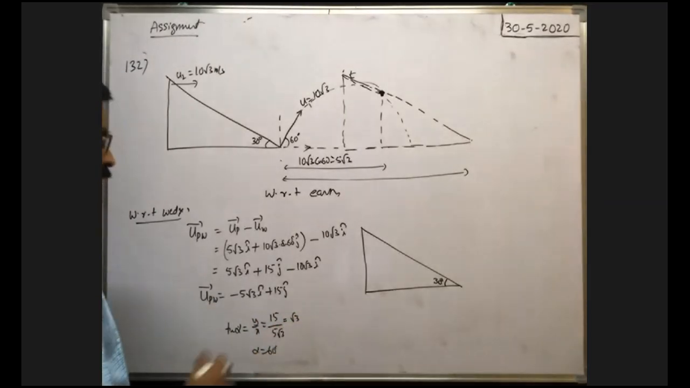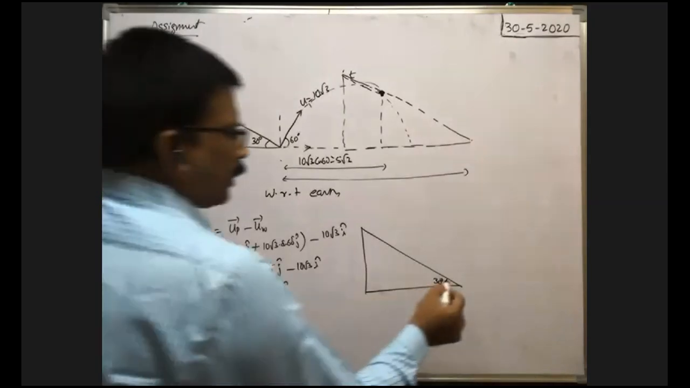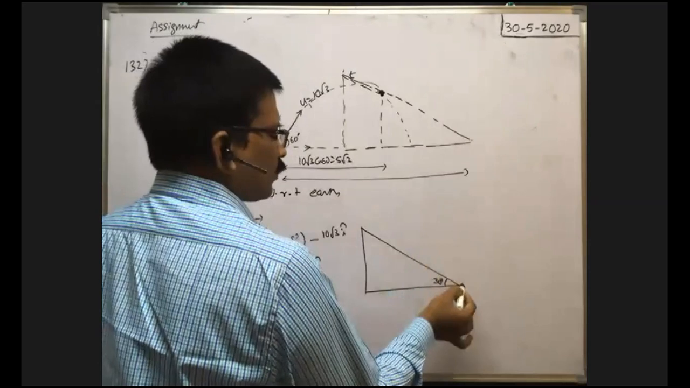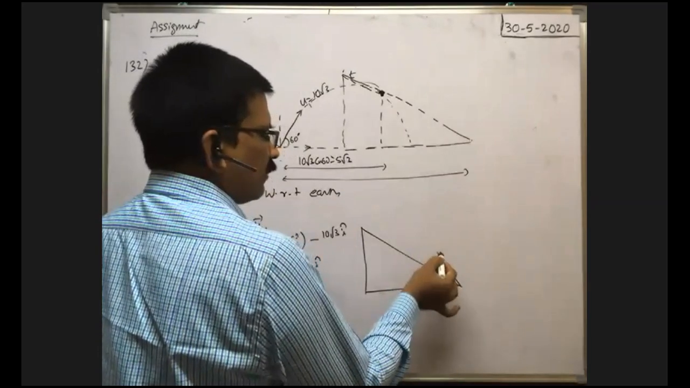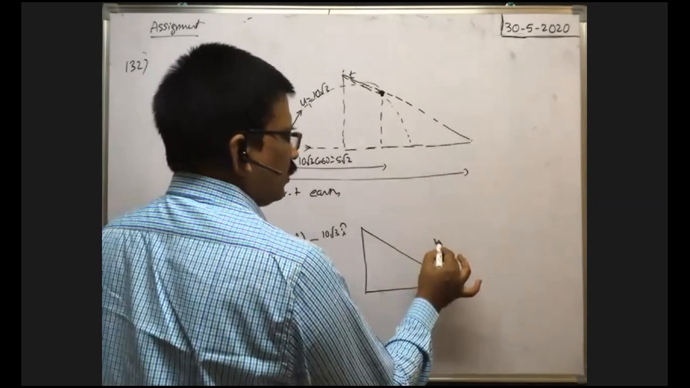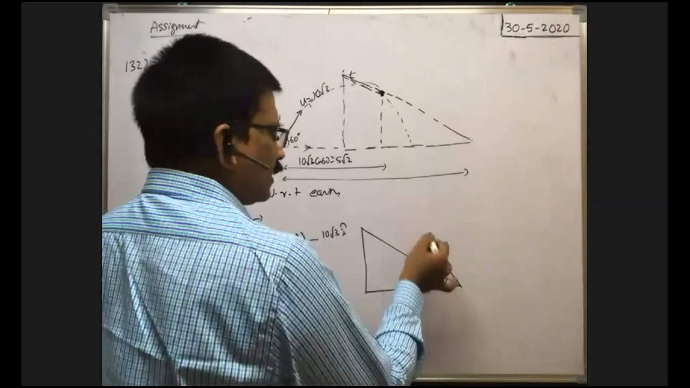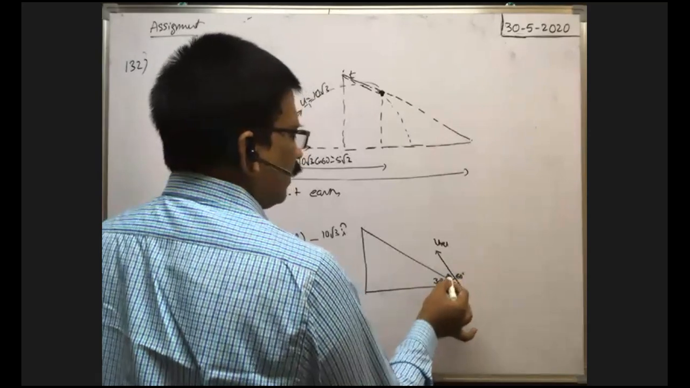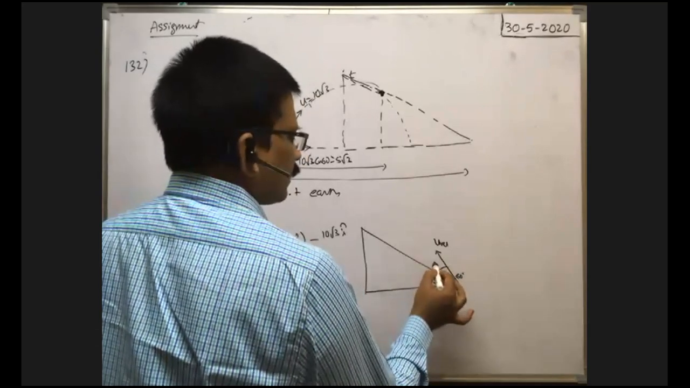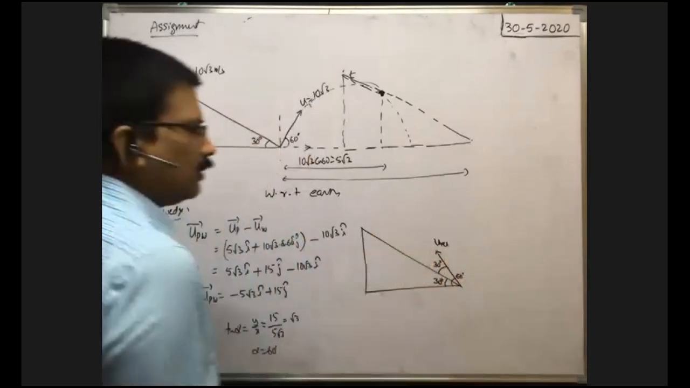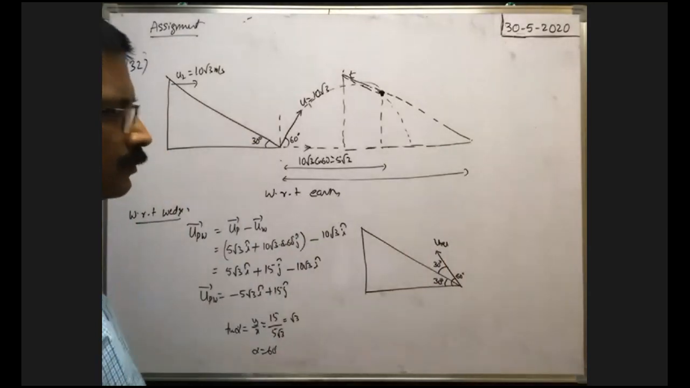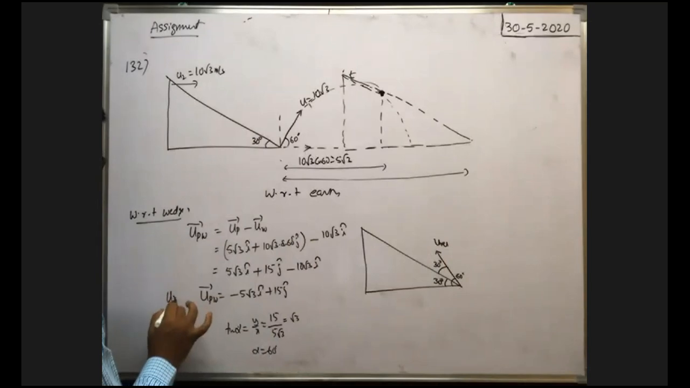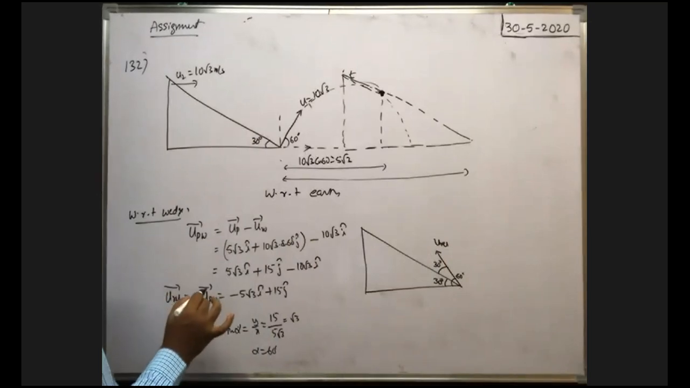That means here x component negative, y component positive. X component negative in this direction, y component positive in this direction. That's why the initial relative velocity of the particle lies in this direction, making an angle 60 degree with horizontal, or with inclined plane it makes an angle 30 degree. This is the relative velocity. So therefore the initial relative velocity vector is this one.